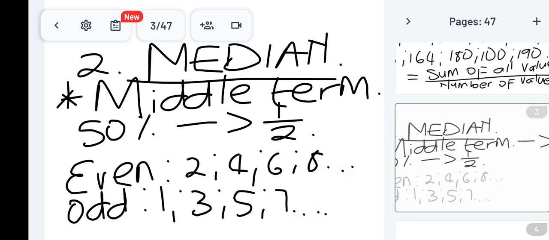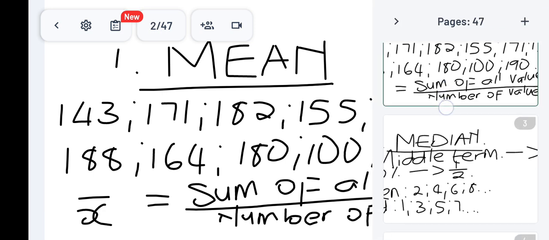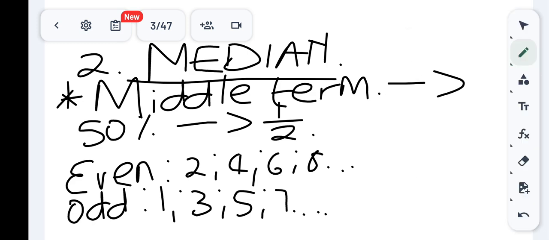Right. So now in this case we have 11, that is the number of values. We have 11 values. If in this case we have 11, that is very, very simple, because we know 11 divided by 2 is equal to, I think, 5.5.